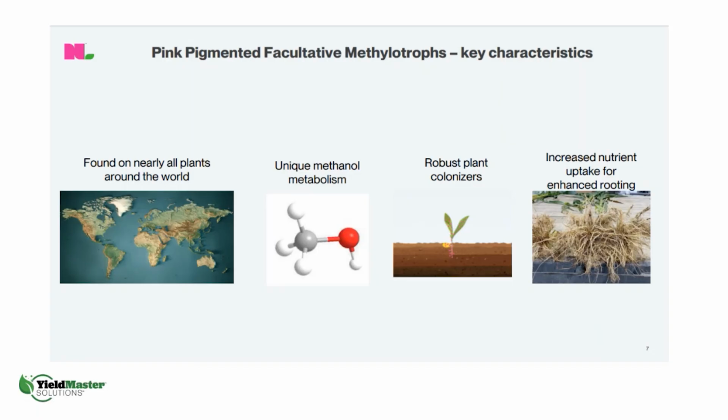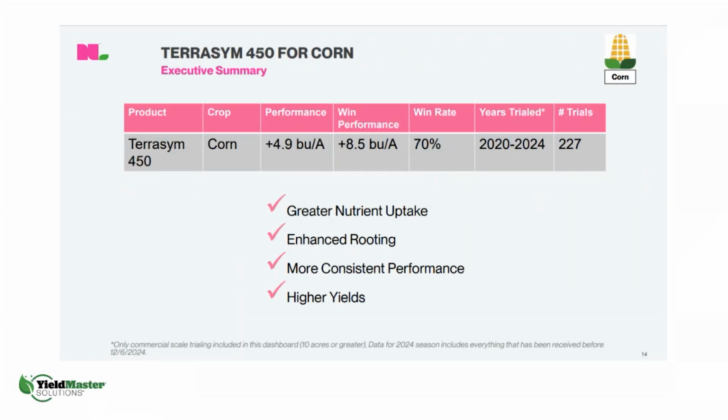If you look there on the far right, the increased nutrient uptake for enhanced rooting and strength. We'll talk a little bit about that here. All the Terrasim strains, whether we're talking the Terrasim 450, which is now the private label through Yield Master called RhizoStack, for both corn and soybeans, even on the soybean side, you will see that enhanced rooting. It's just a characteristic of the bacteria. They stimulate the meristematic tissue in the roots to give you a little bit bigger root system. On the Rhipel side, we'll talk about why that's important in just a second.